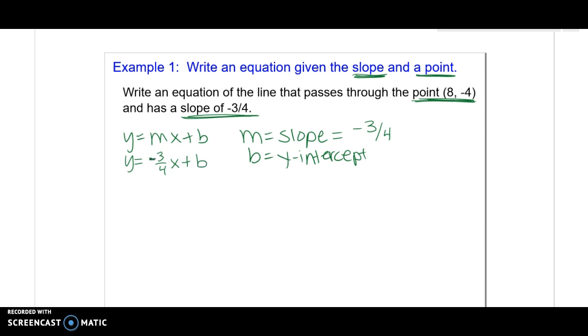Well, we don't know b, and the only thing that we have is this point to use. And we know that points are written in x, y form. So we are going to use those two values for our x and our y values, and we are going to substitute them into our equation. So that is our steps. We are going to substitute x, y, our coordinate for our point, into the equation to solve for b.